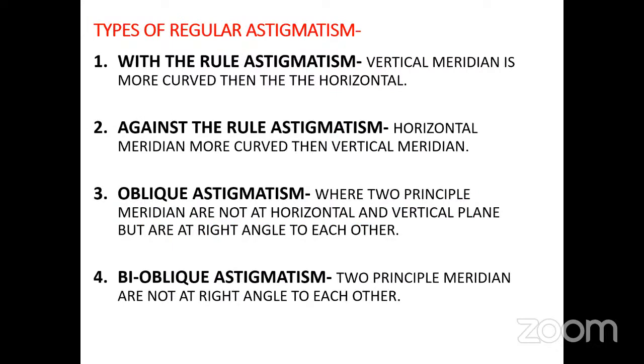Then types of regular astigmatism. First, with the rule astigmatism, where the vertical meridian is steeper than the horizontal meridian. Second, against the rule astigmatism, where the horizontal meridian is more curved than the vertical meridian. Third is oblique astigmatism, where two meridians are at right angle to each other, but they are not at the horizontal and vertical plane. And then bi-oblique astigmatism, where two meridians are not at right angle to each other.